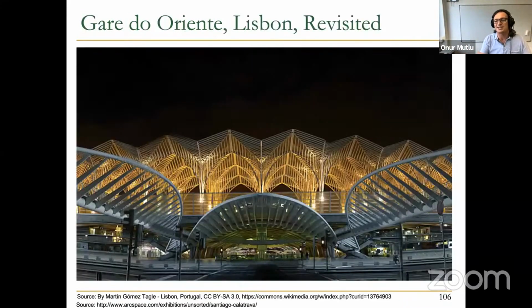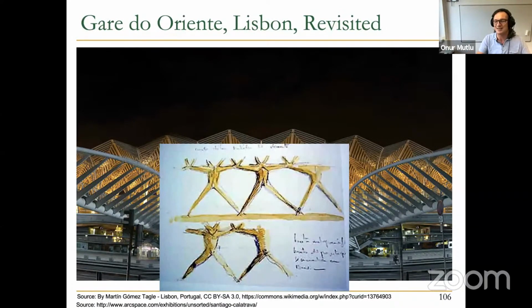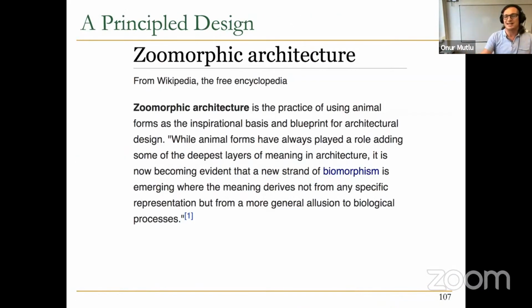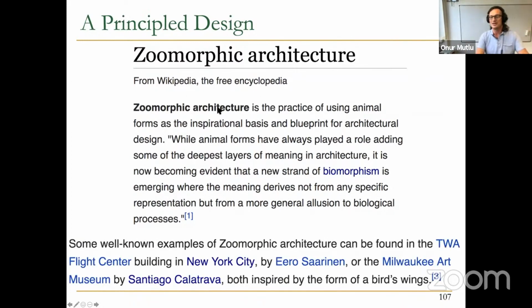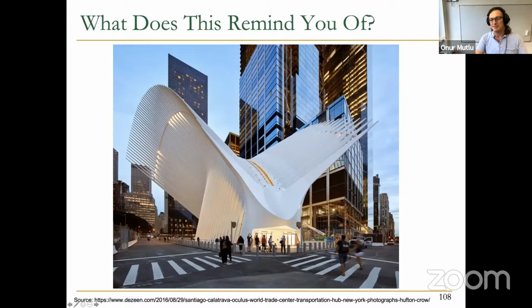So you can see in his design, actually, this is Gare do Oriente in Lisbon, another train station. He's famous for a lot of his train stations, you can see. And that's, again, inspired by humanoid forms. And his principles can usually be described as zoomorphic architecture, which I'm not going to go into the details of. But other people also employ this principle to design buildings. What does this remind you of? Does anybody want to take a guess?